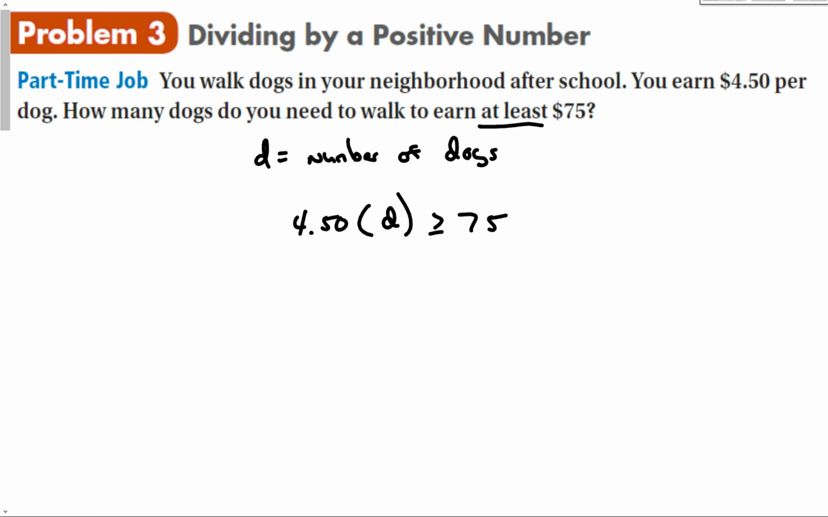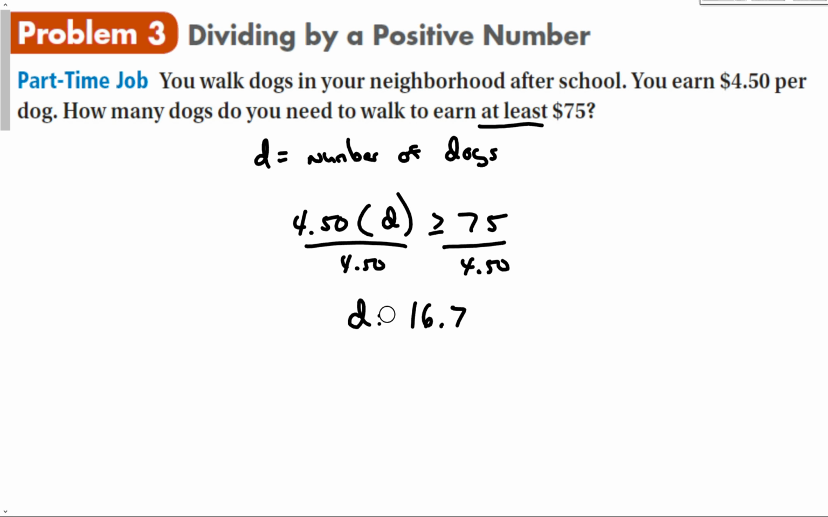So to solve this, we're going to divide both sides by $4.50, and we get that the number of dogs is going to be 16.6 or 16.7 when I round up. Now, we can't walk 0.7 dogs, right? That doesn't make sense, right? So I could round down or round up, right? 7 is closer to round, that would suggest to round up. But let's think about this for a second.